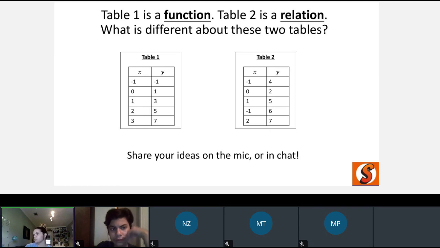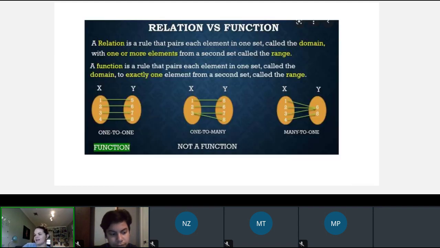Anybody? Oh, good. Y'all are smart. So table 1 is a function because each of these x values is different. Table 2 is not a function because -1 repeats. Y'all are good. Nice. You guys were paying attention in class yesterday.